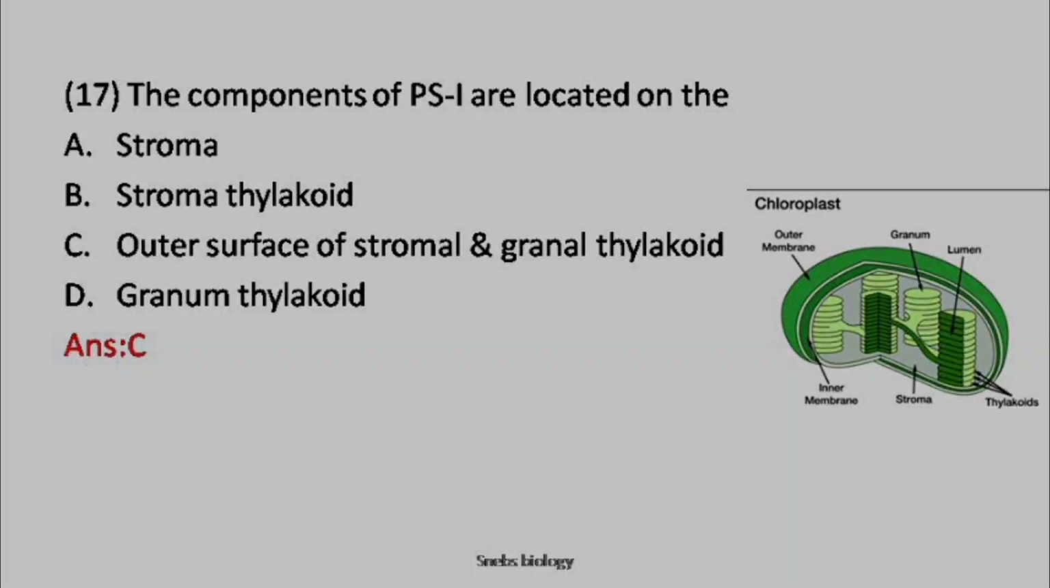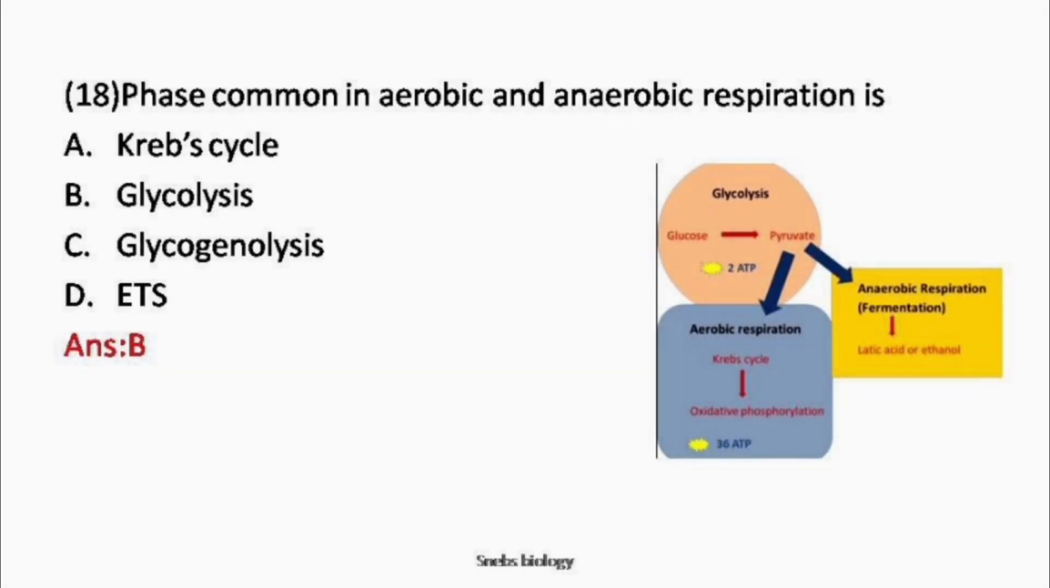Okay. Next question number 18. Phase common in aerobic and anaerobic respiration is option A, Krebs cycle, option B, glycolysis, option C, glycogenolysis, option D, electron transport system. So the correct answer is option B, glycolysis. Glycolysis is an essential and first path of respiration. It is common in both aerobic and anaerobic respiration and it occurs in the cytosol of all living cells of prokaryotes as well as eukaryotes.